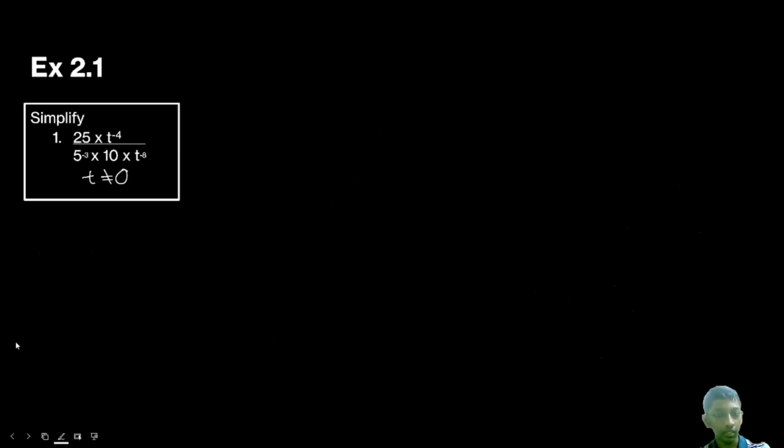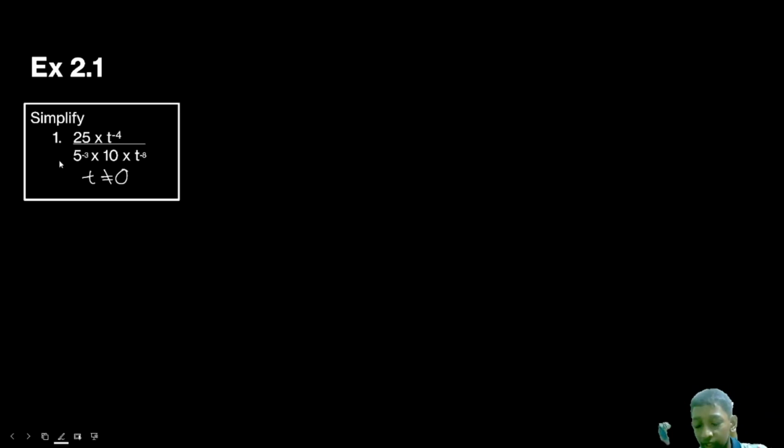(25 times t^(-4)) divided by (5^(-3) times 10 times t^8). In this problem, t is not equal to 0 as t is in the denominator. If t is equal to 0, then the question is invalid. t should not be equal to 0 as it is in the denominator.